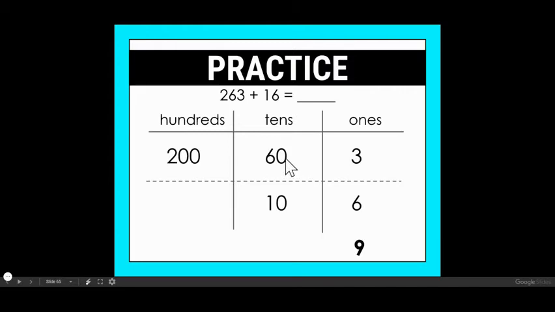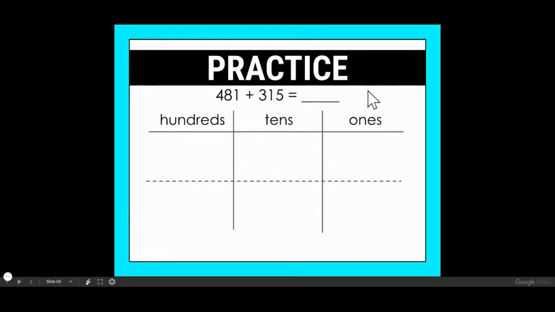Next, I have my 60 and my 10 that I'm combining together. So I know that's 6 tens plus 1 10. So it's basically 6 plus 1. 6 plus 1 is 7, but it's tens. So it's going to be 7 tens, which is 70. And then I have my 200 from my first addend and no hundreds in my second addend. So that stays 200. So I have 279. Your sum is 279. All right, watch me do one more example, and then it'll be your turn to do it with me.